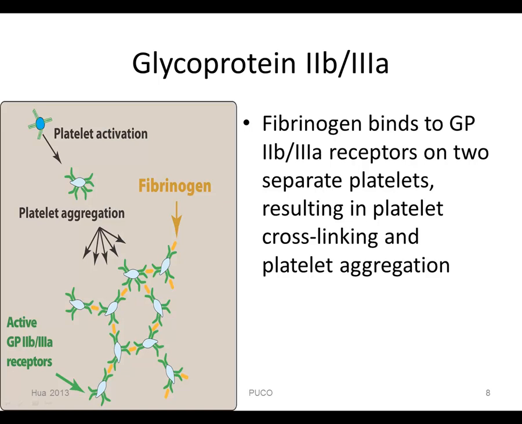Now, the platelet aggregation inhibitors described below inhibit cyclooxygenase 1 or block glycoprotein 2B and 3A or ADP receptors, thereby interfering in the signals that promote platelet aggregation.